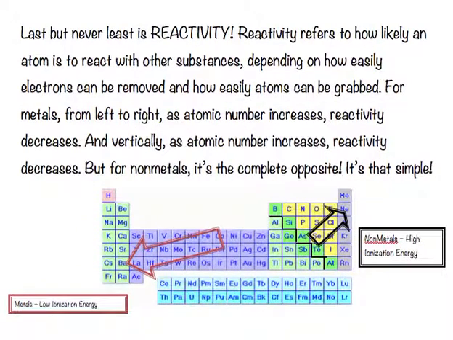Last but never least is reactivity. Reactivity refers to how likely an atom is to react with other substances, depending on how easily electrons can be removed and how easily atoms can be grabbed. For metals, from left to right, as atomic number increases, reactivity decreases. And vertically, as atomic number increases, reactivity decreases. But for nonmetals, it's the complete opposite. It's that simple.